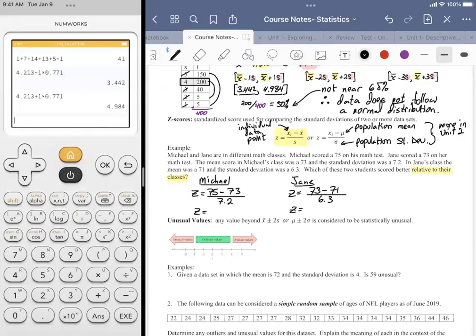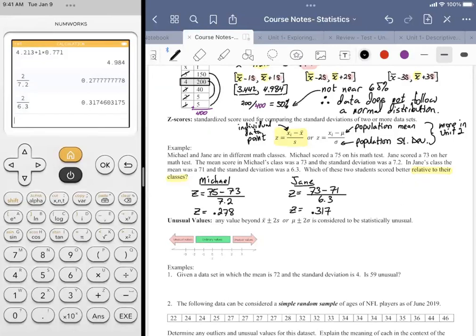Interpretation is going to be a big deal though, right? Numerators in both cases are equal to 2, which means that each one performed 2 points better than the class average. But we want to know in terms of the individual scales, is that a good thing? So I compute 2 divided by 7.2, which is 0.278. And 2 on the top, 6.3 on the bottom, 0.317.